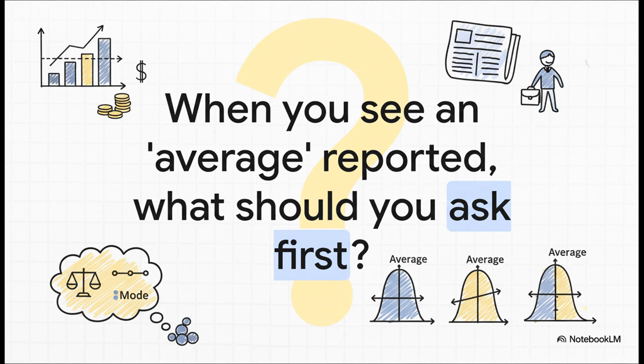So I want to leave you with this one last thought. The next time you're reading a news article or you see a report and they mention an average salary or an average house price, what's the very first question that should pop into your head? You got it. Which average are they talking about? Is it the mean, the median, and more importantly, what does their choice tell you about the data they might not want you to see?